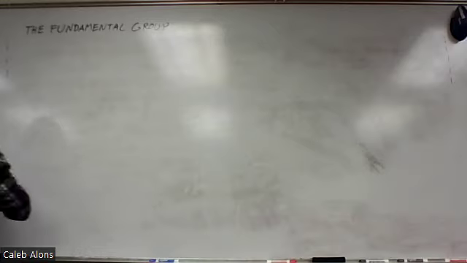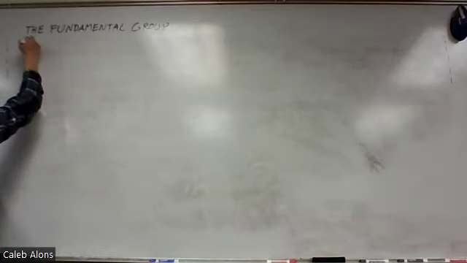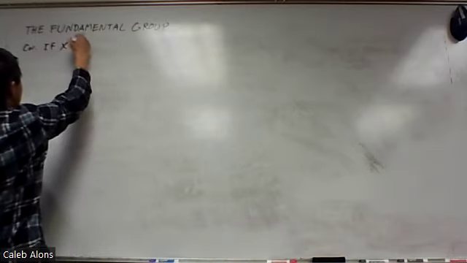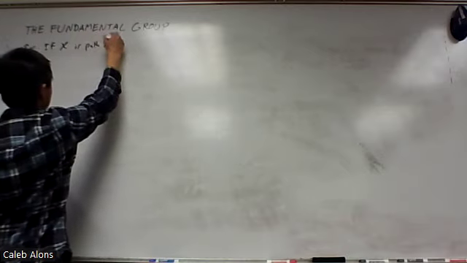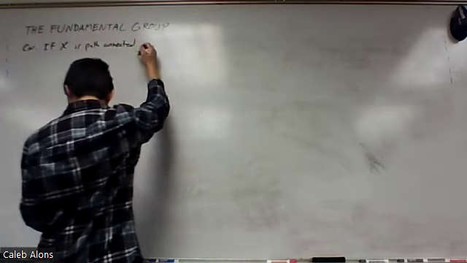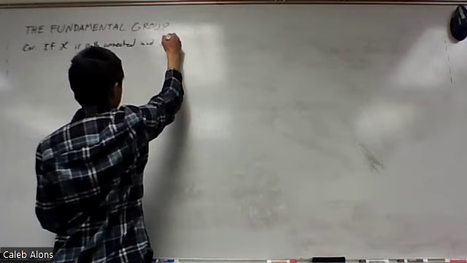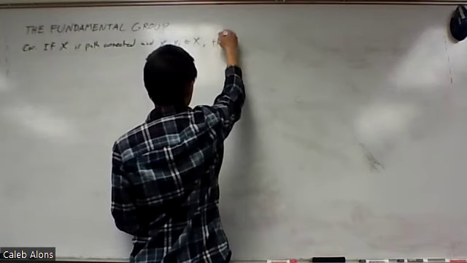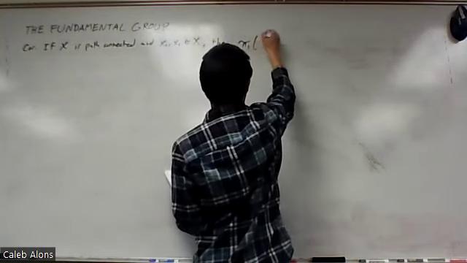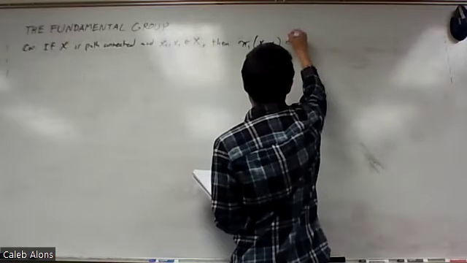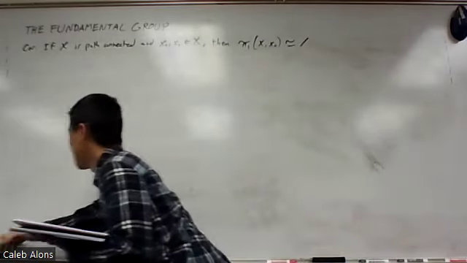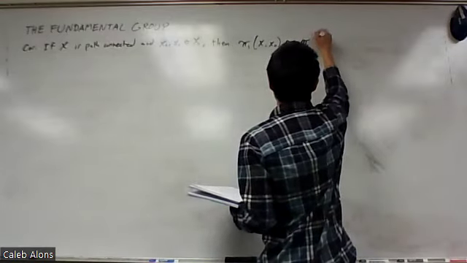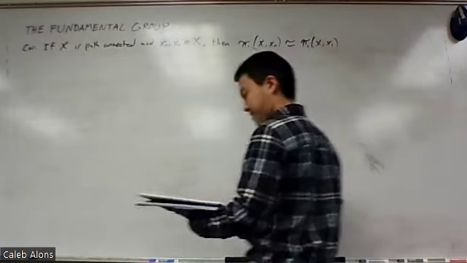Okay. And then the corollary is, of course, the reason why we did that. If X is path connected, and we have two points in the space, then the fundamental group, if I anchor it at x naught, is the same group as taking it from the other anchor point.